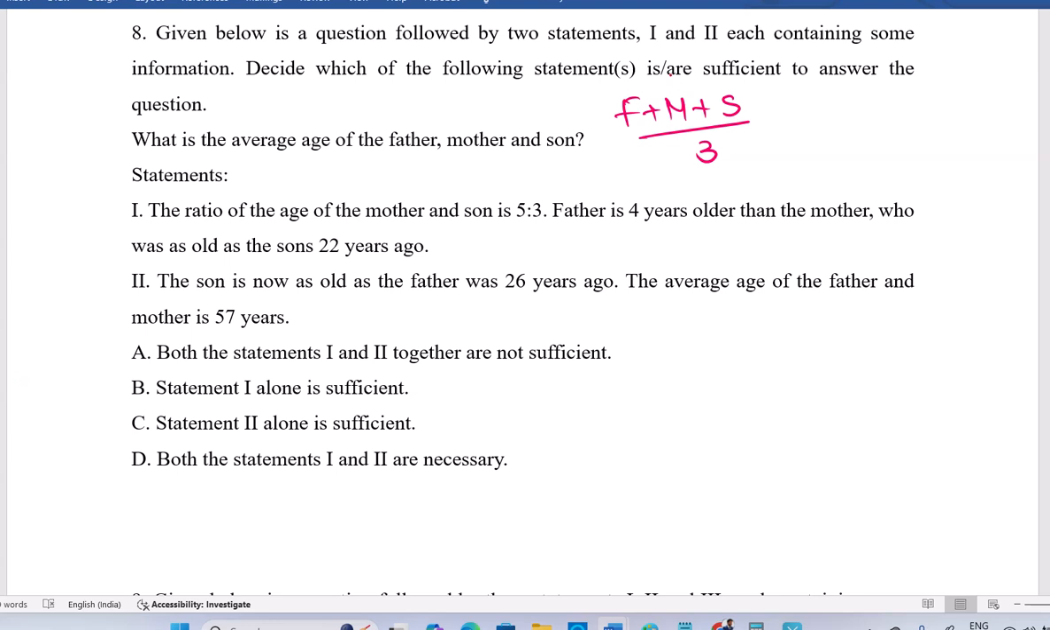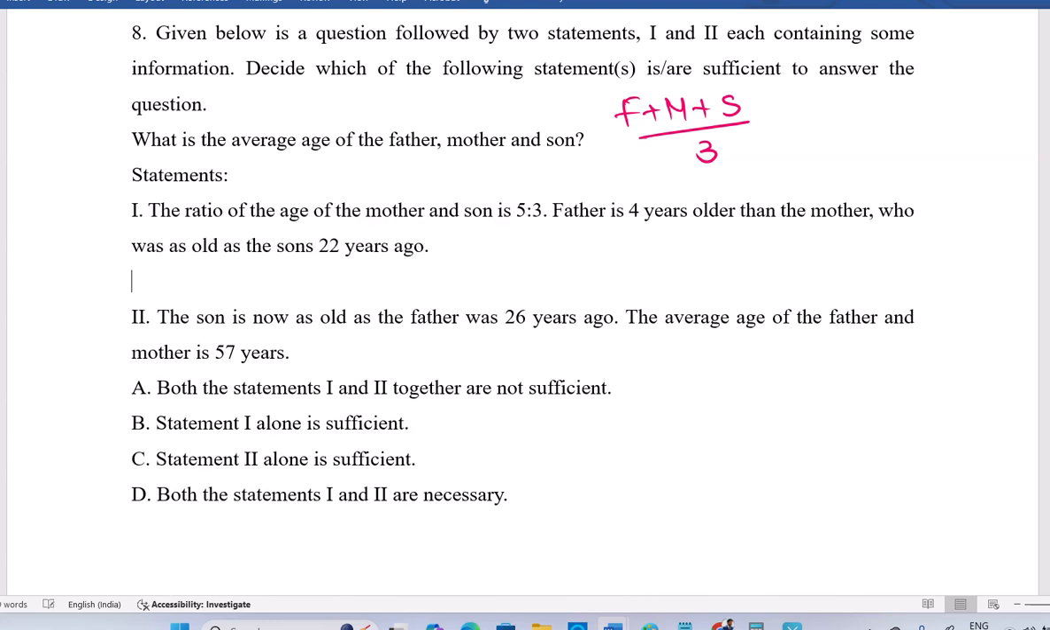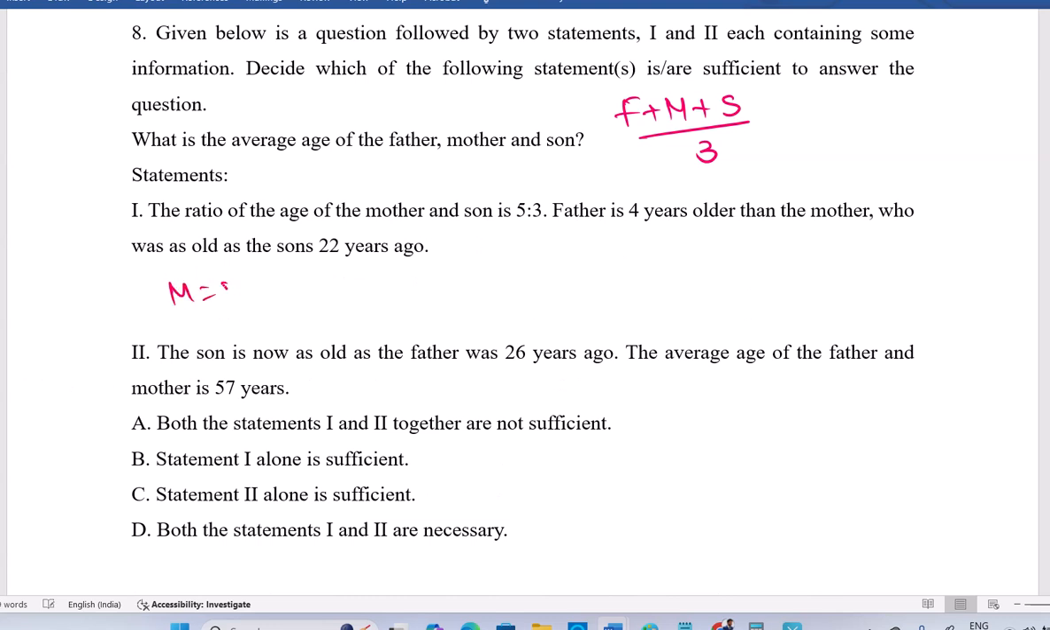But one alone, two alone. One alone: the ratio of the ages of mother and son is given. The father is 4 years older than the mother, who was as old as the son 22 years ago. Fine. So here, using one alone, I am just trying. Let the mother be 5k and the son 3k, because the ratio is 5 to 3. In the question, the father is 4 years older than the mother, so the father is 5k plus 4.